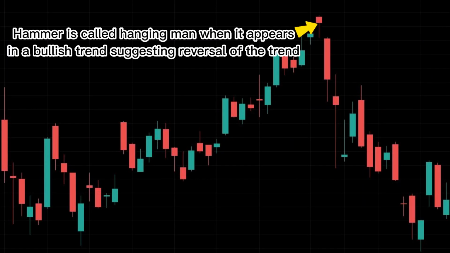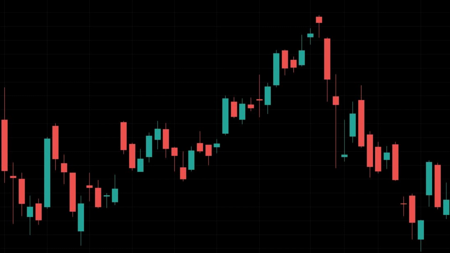Understanding the anatomy of candlesticks is an essential skill for traders and investors. By interpreting the information provided by the body and wicks of a candlestick, and by recognizing different candlesticks, traders can identify potential trading opportunities and make more informed investment decisions.